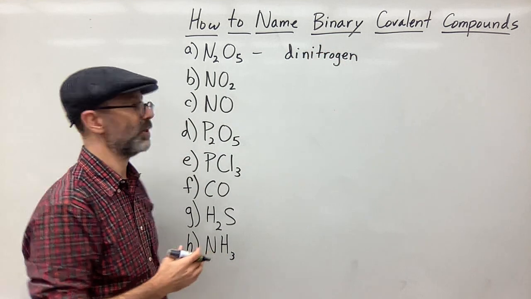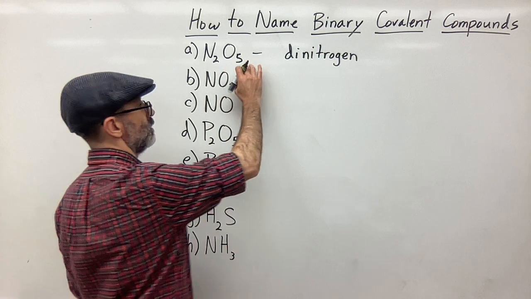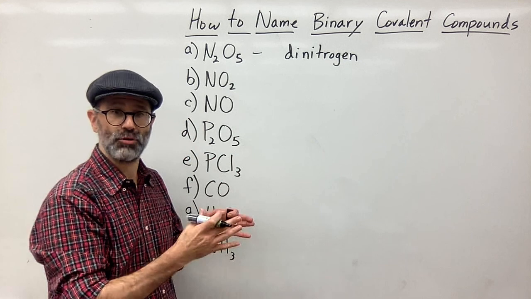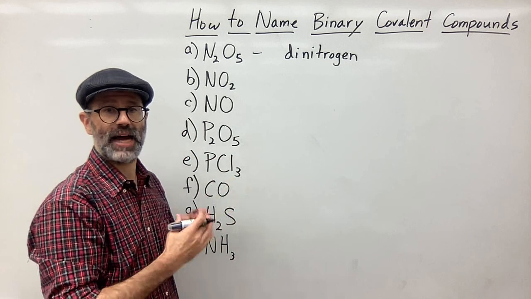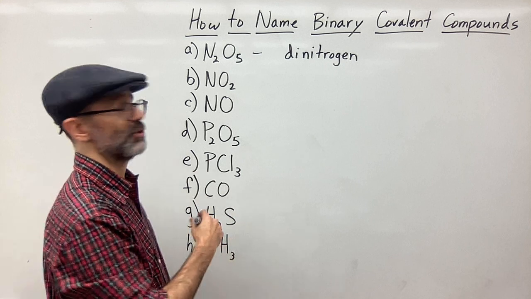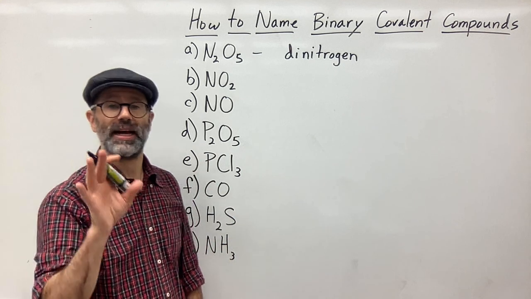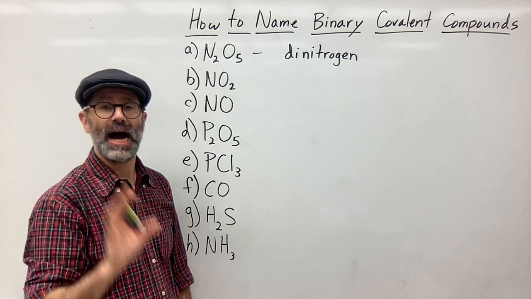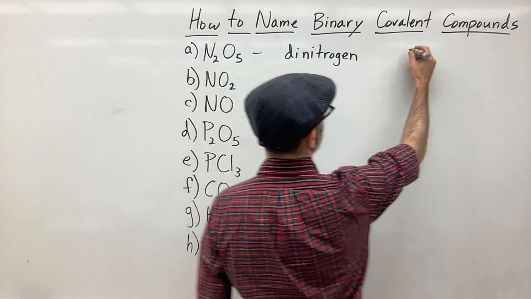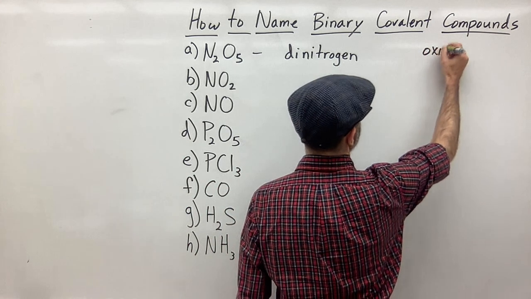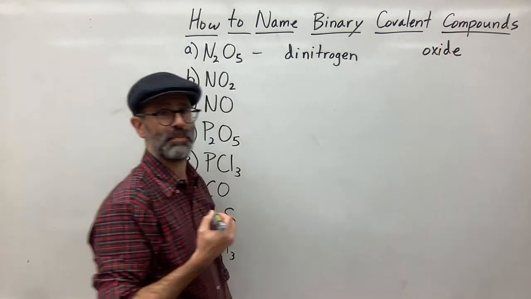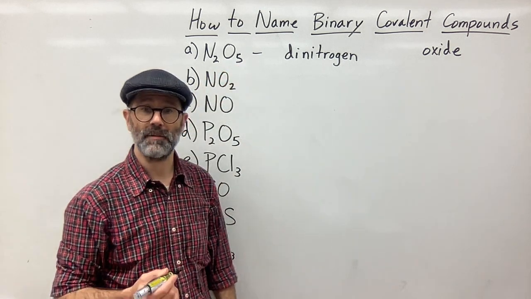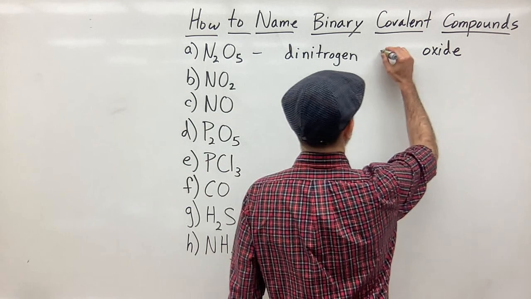Now for the second element, here I have oxygen. I'm going to get rid of the ending, and I'm going to keep the root, and then I'm going to add IDE. So nitrogen becomes nitride. I'm sorry, oxygen. Sorry, I'm looking at nitrogen and I'm thinking oxygen. So oxygen goes from oxygen to oxide. So I'm going to have oxide, but I need the Greek prefix for 5, so that's penta.